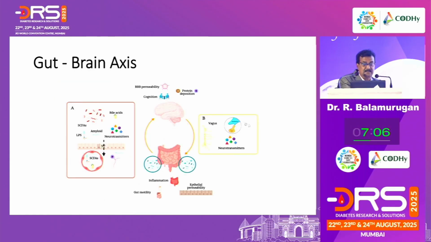This is the gut-brain axis also. Okay, so there is an alteration in the gut-brain axis. How does the gut connect to the brain? It is mainly through the vagus nerve as well as the neurotransmitters.